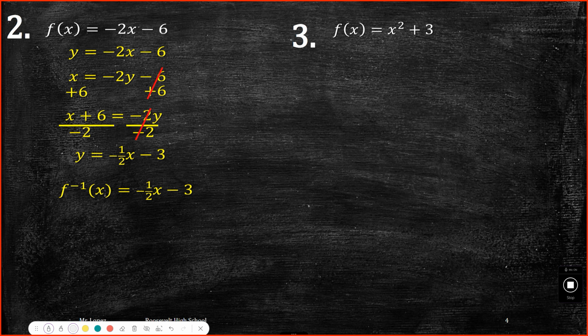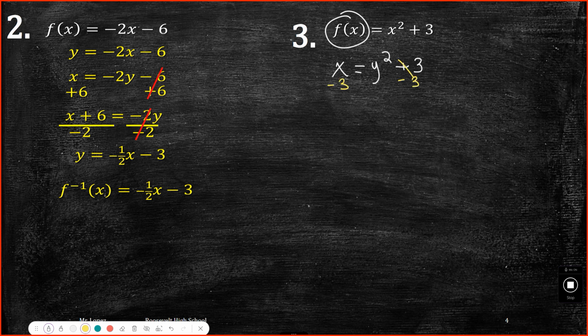Let's go to number 3. F of x will become what? Well, f of x is y, that now will become x, no? X is going to equal to what? Y squared plus 3. So now we got to get the y by itself. How do we get the y by itself? Minus 3.